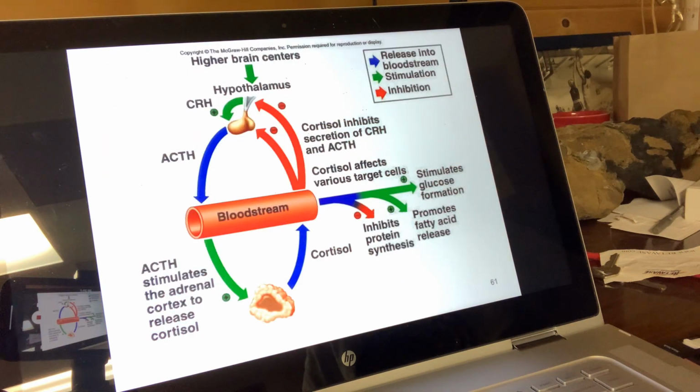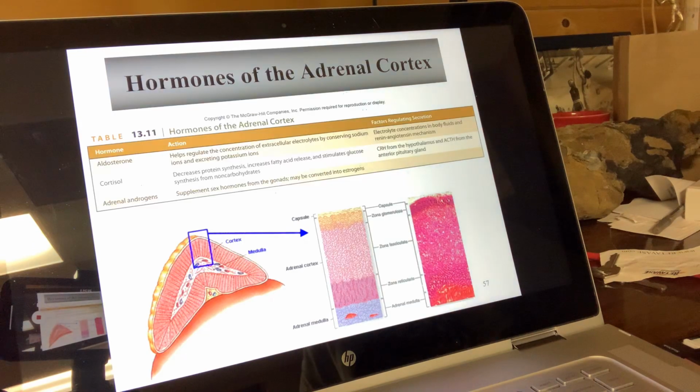Cortisol is a hormone that is produced by the zona fasciculata in the center of the adrenal cortex, and it has several things it does. It decreases protein synthesis and increases the release of fatty acids into the bloodstream. It also stimulates the production of glucose, so your glucose levels go up.